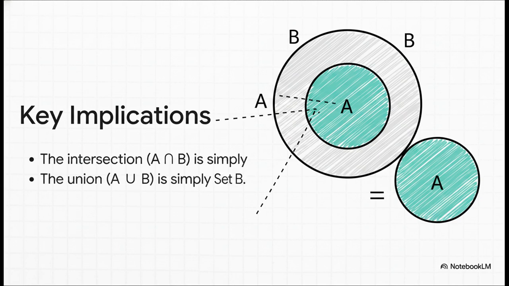Okay, this first step is the big aha moment. Seriously, just think about it. If set A is completely inside set B, what do they have in common? What do they share? Well, they share all of A, right? The entire set. So their intersection is just A. And what happens when you combine them? You don't get anything new, you just get the bigger set, B. So their union is B. Just getting these two simple facts straight basically solves the entire problem for us.